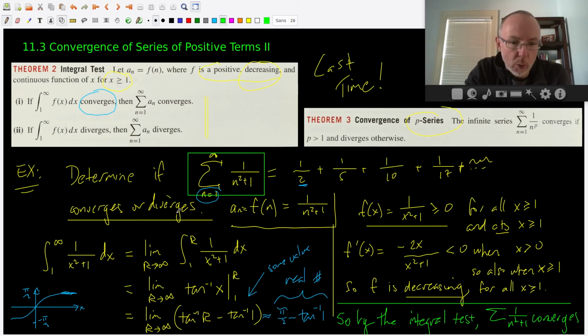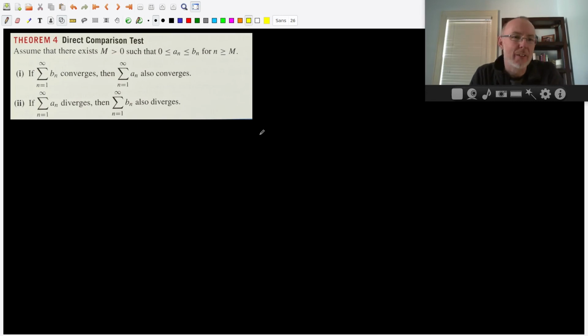We've shown that the integral converges to a real number, and therefore the corresponding series also converges. So let's look at some other ways that we can determine whether a series converges or diverges. Okay, so our next theorem, which helps us decide whether series converge or diverge, is called the direct comparison test, or I'll often just call it the comparison test.